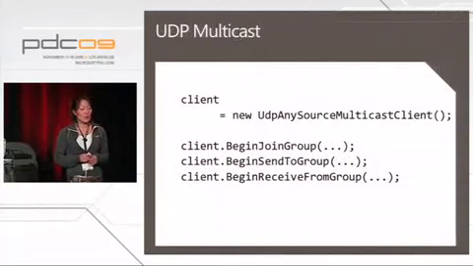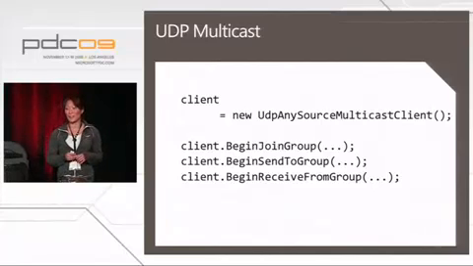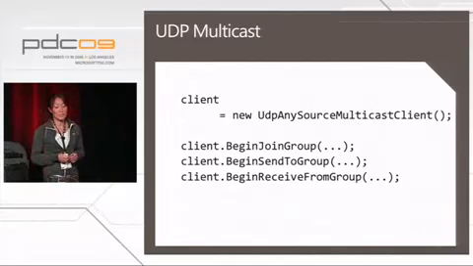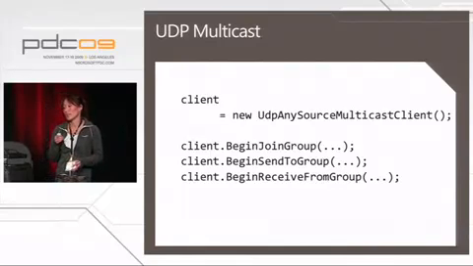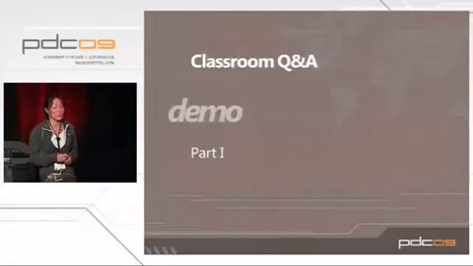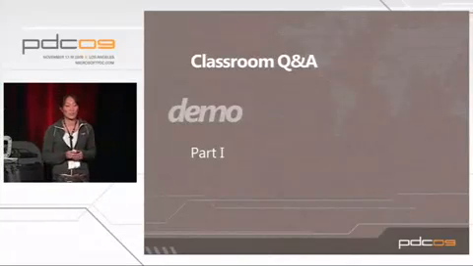So in this next demo, I'm not going to go deep into the UDP multicast code, and so I just wanted to throw up an important API here so you can see it. I am going to be using a multi-source multicast client, so I'll new up one of those. And then 3 important APIs are BeginJoinGroup, BeginSendToGroup, and BeginReceiveFromGroup. And with that, we'll go into our next demo. This is a classroom proctor sort of application. So here we go.